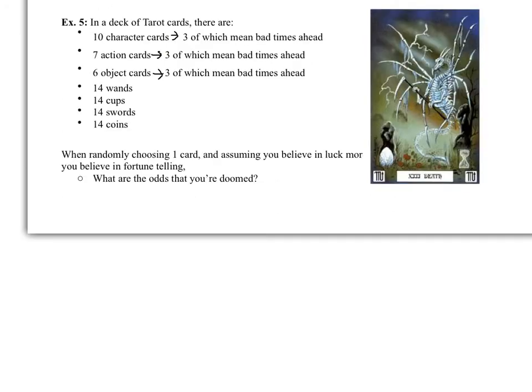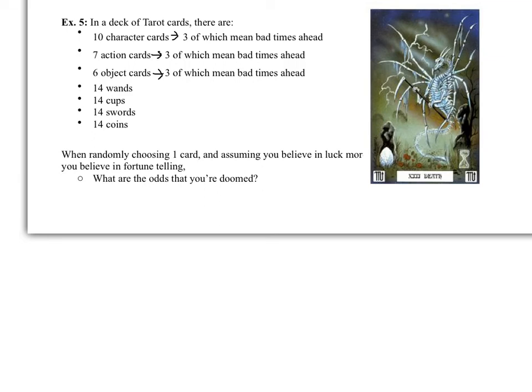Okay, let's try another example. Example 5. In a deck of tarot cards, there are 10 character cards, 3 of which mean bad times ahead, 7 action cards, 3 of which mean bad times ahead, 6 object cards, 3 of which mean bad times ahead, 14 wands, 14 cups, 14 swords, and 14 coins. When randomly choosing one card and assuming that you believe in luck more than you believe in fortune telling, what are the odds that you are doomed?